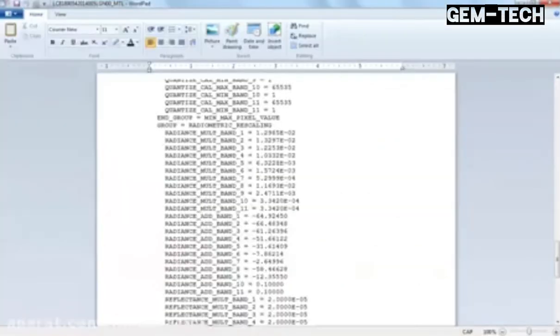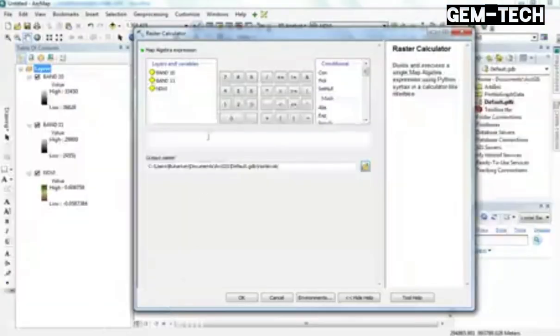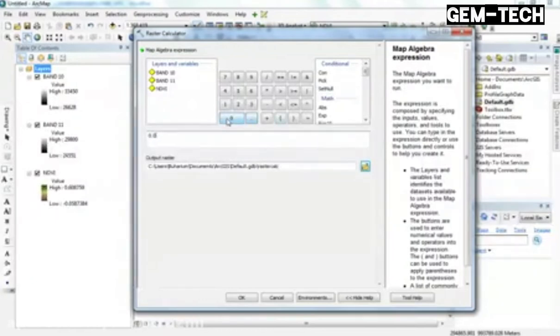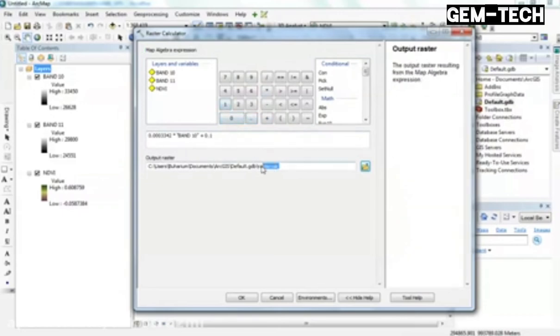So I'm just going to go to my metadata file. My radiance multiplicative band for band 10 is this. I'm going to multiply this by the actual digital number and add this number here, 0.1. So back to my raster calculator, it's 0.0003342 multiplied by my band 10, which is the actual digital number, plus 0.1. I'm just going to rename this to band 10 radiance, and I'm just going to okay that.